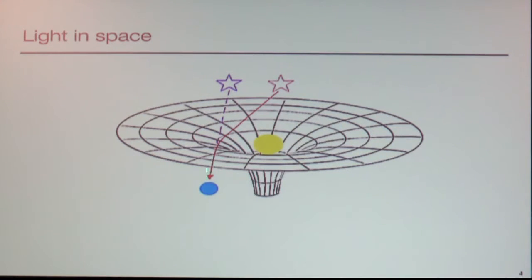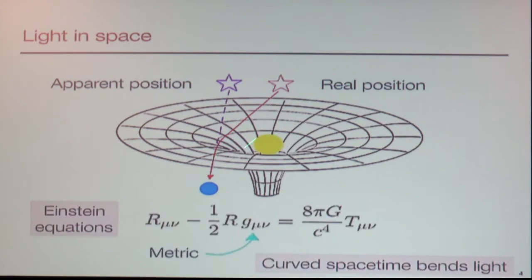If we see light coming from here, then we think that this star is in this position. This is what we call the apparent position of the star. But in reality, because of gravity, or general relativity, because of the curvature of space-time, the star is actually in a different position. So this is the real position, right? So it's again the same kind of optical illusion. This is explained by Einstein's equations. So of course, space-time bends light.